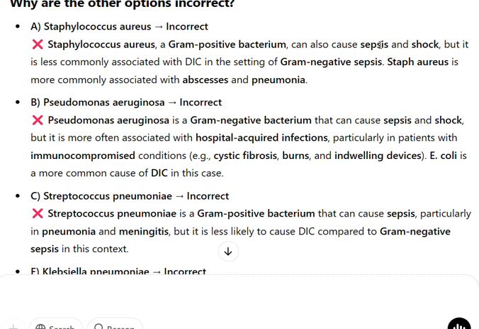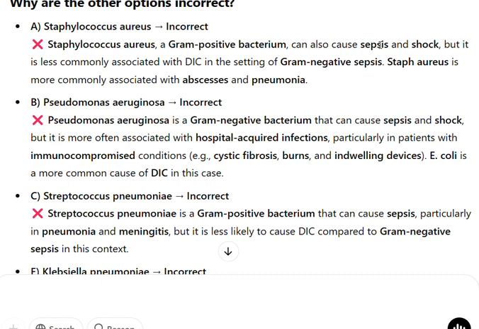B. Pseudomonas aeruginosa, incorrect. Pseudomonas aeruginosa is a gram-negative bacterium that can cause sepsis and shock, but it is more often associated with hospital-acquired infections, particularly in patients with immunocompromised conditions, e.g. cystic fibrosis, burns, and indwelling devices. E. coli is a more common cause of DIC in this case.